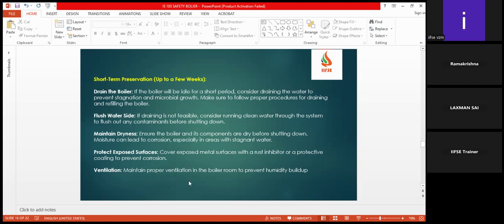Then ventilation. Maintain proper ventilation in the boiler room to prevent any humidity buildup. So if your ventilation is there, there will not be any humidity, so that we can avoid corrosion resulting from this humidity.